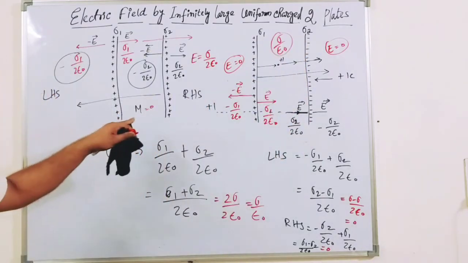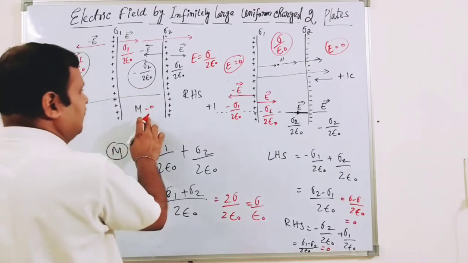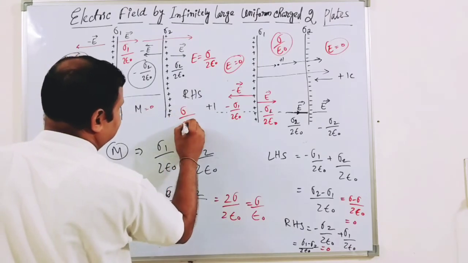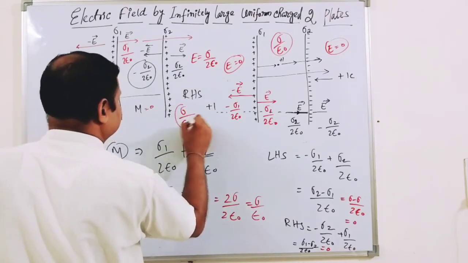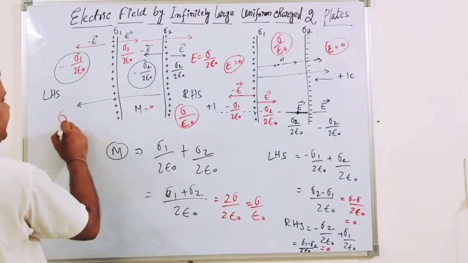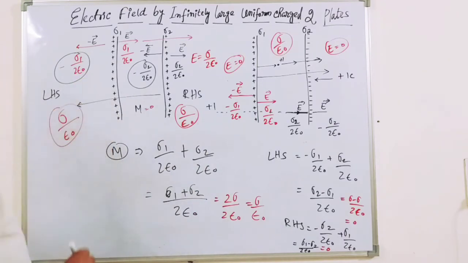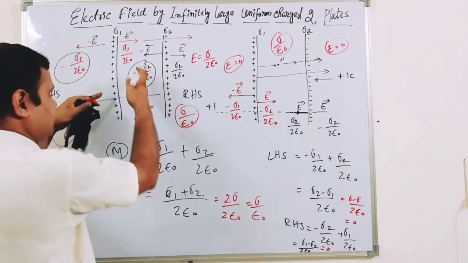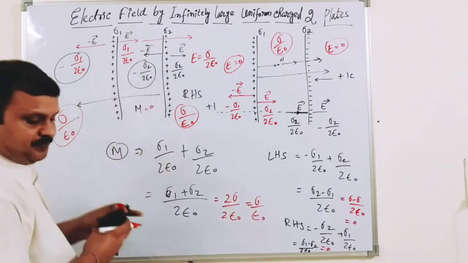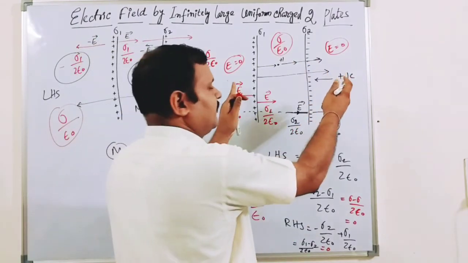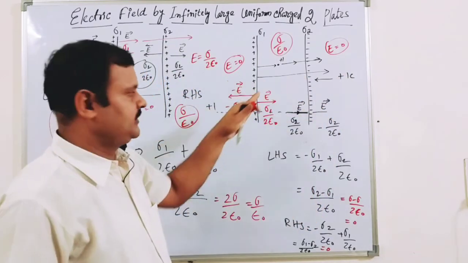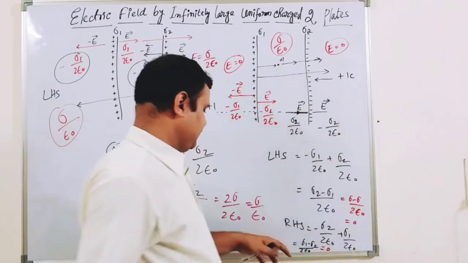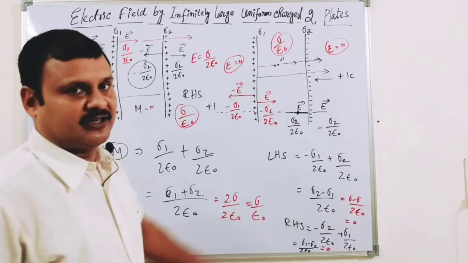Whereas for same-charge plates, we found the electrical field in the middle is 0, and outside it is sigma by epsilon naught, because the two fields add. The middle is 0 because both are repelling each other, so one neutralizes the other. Here, outside the plates the field adds, while for oppositely charged plates the field outside is 0 and in the center it is twice, because one is pushing the charge and one is pulling. So this is sigma by epsilon naught.